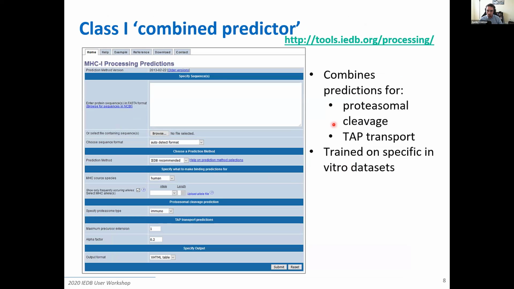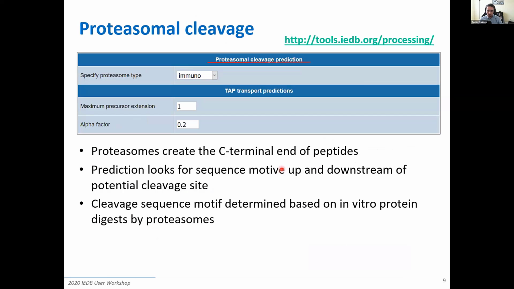So what you have here is it combines predictions for the proteasomal cleavage, TAP transport, as well as MHC binding prediction. And so these predictors, they're trained on specific in vitro data sets, such as proteasomal digest and TAP transport efficiency. We can take a closer look at some of the parameters that you can choose.